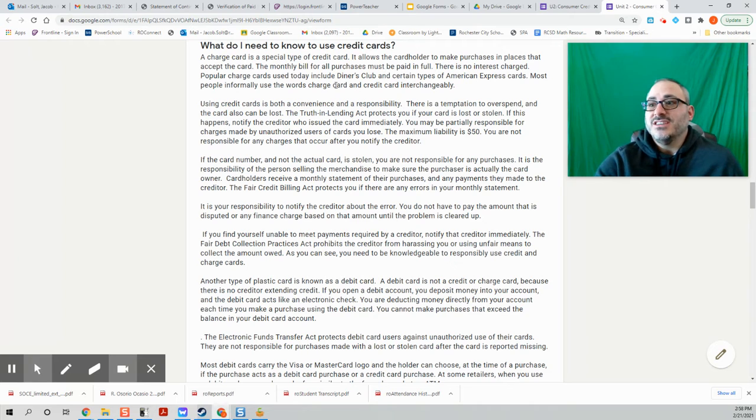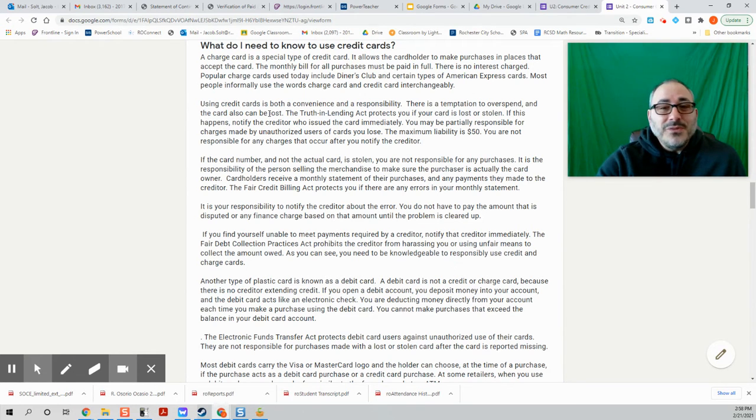Popular charge cards to use today include Diners Club and certain types of American Express cards. Most people informally use the words charge card when they mean credit card, and so these things are sometimes used interchangeably. However, a charge card is technically a little different than a credit card, right? Usually it's a credit card that most people have.